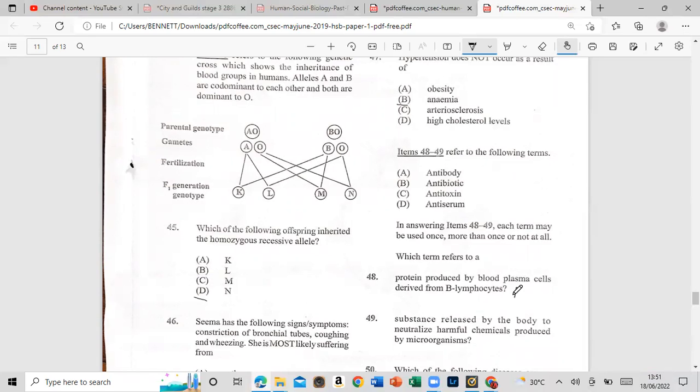All right, very important. 49, substance released by the body to neutralize harmful chemical produced by microorganisms. And that would be the antioxidant. So that's C. We're going on fine.